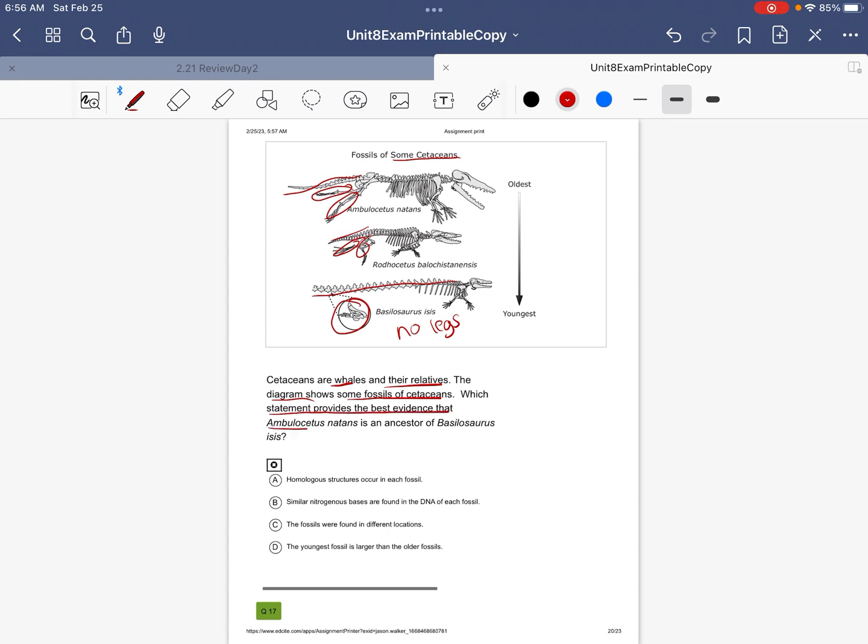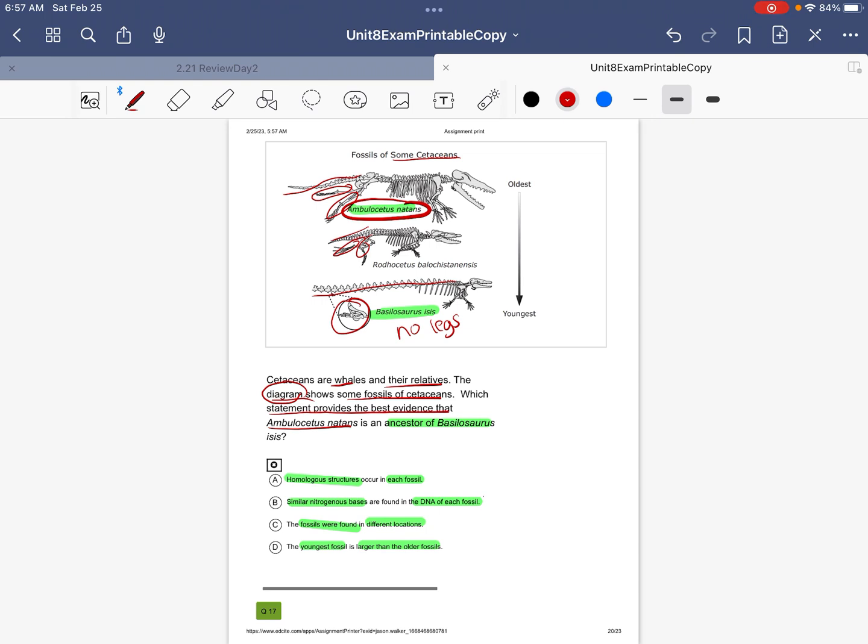Which statement provides the best evidence that Abulan, this first one, is an ancestor of the Baleosaurus? Homologous structures occur in each fossil. Similar nitrogen bases are found in the DNA. The fossils were found in different locations. The youngest fossil is larger than the oldest fossil. So based on what we see here, similar nitrogen bases found in each DNA. So based on the diagram, right?